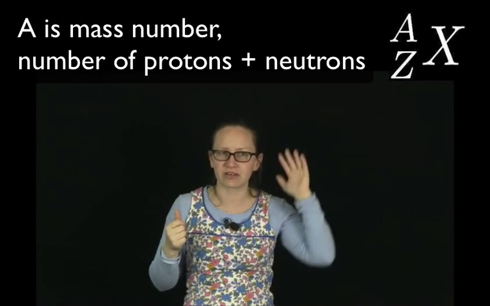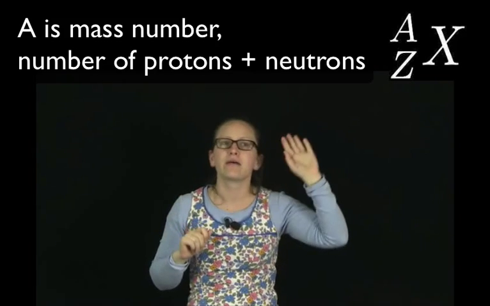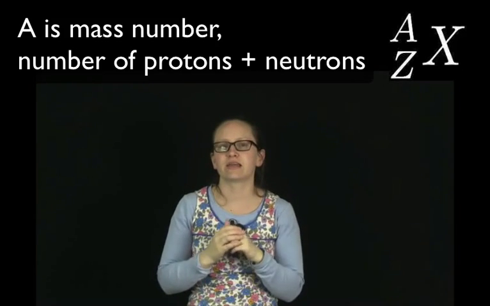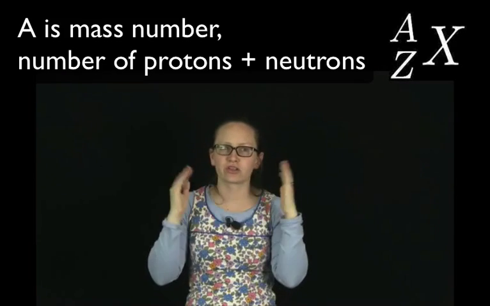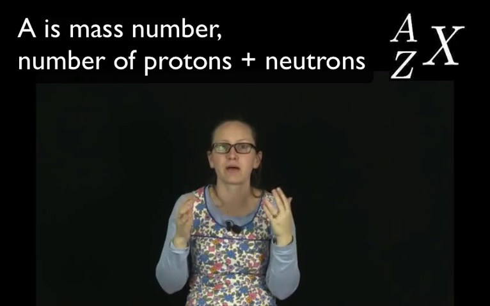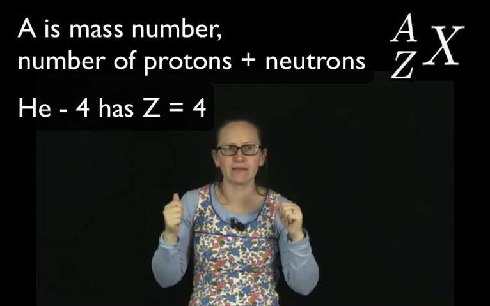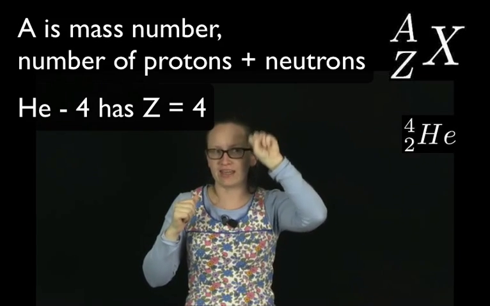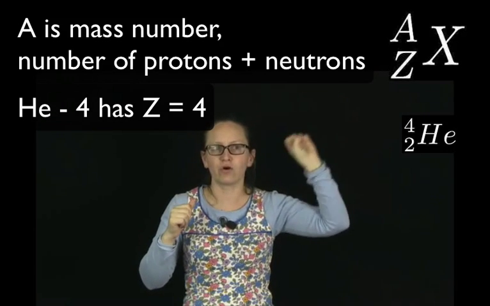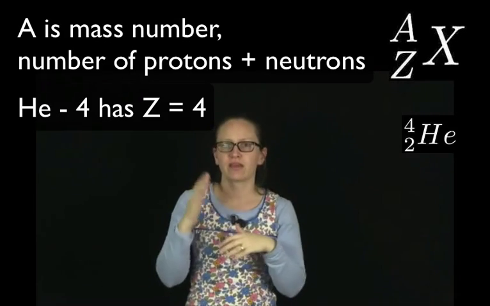It's a bit confusing because A stands for mass number and Z stands for the atomic number, but the mass number is equal to the number of protons plus the number of neutrons. So the mass number is equal to the number of nucleons. So for helium, we have 4, 2, He, as A is equal to 4, Z is equal to 2, and the symbol is He. Now we can have different isotopes of helium.